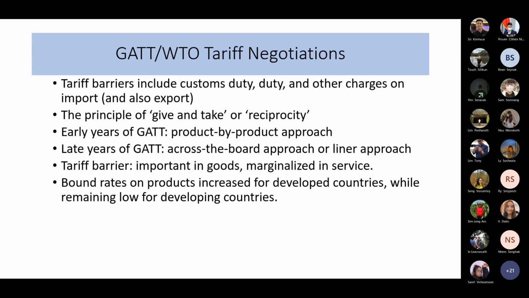Because negotiation is about give and take. You cannot say I give you or you give me, but I will not give you anything. No, it is not about a unilateral offer like the GSP or EPA. We have different exemptions.